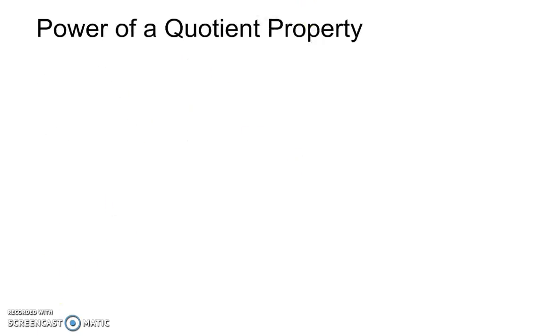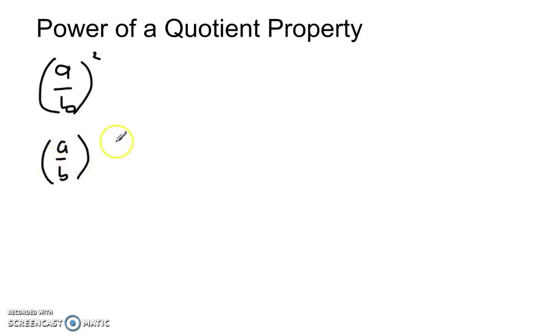And finally, we have the power of a quotient property. So if we have A over B and the whole thing, let's say to the second power, that means I have A over B, everything that's in parentheses, times A over B. And when we multiply, we go left to right. So A times A gives me A squared. B times B gives me B squared. So this exponent applies to everything inside the parentheses.